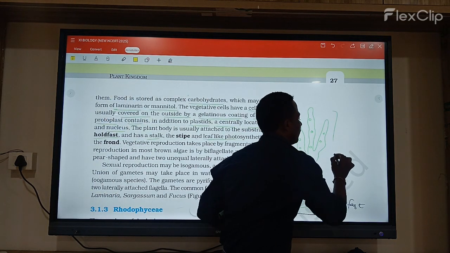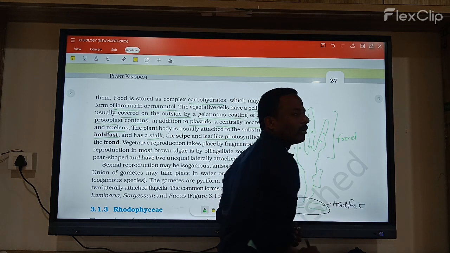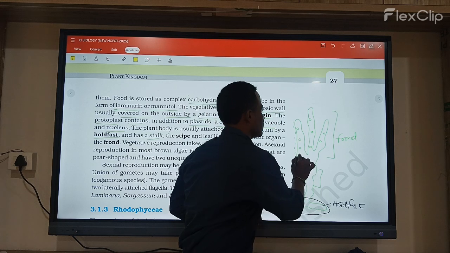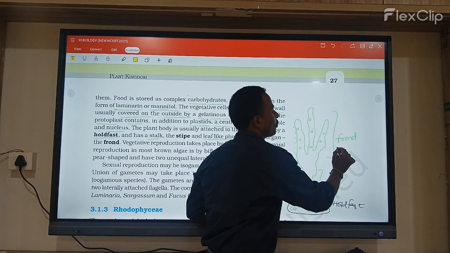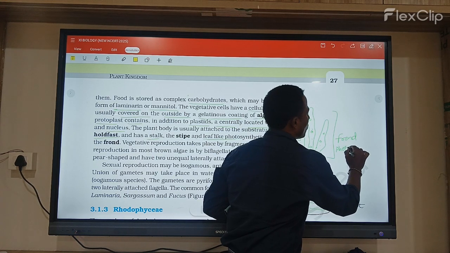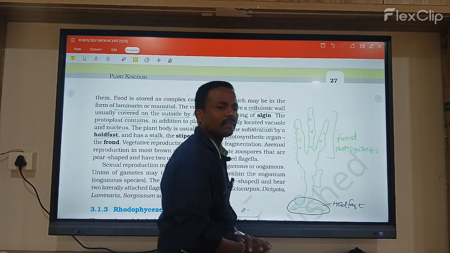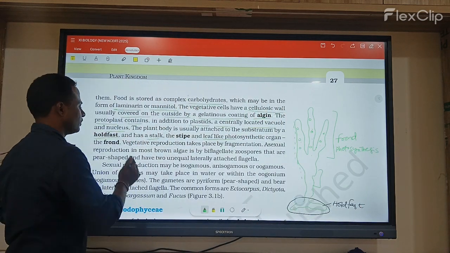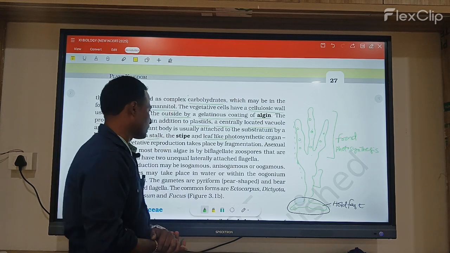So this is the frond. What does it help with? It consists of a number of chlorophyll pigments, hence it participates in photosynthesis. Next, in the Phaeophyceae, what type of reproduction takes place?